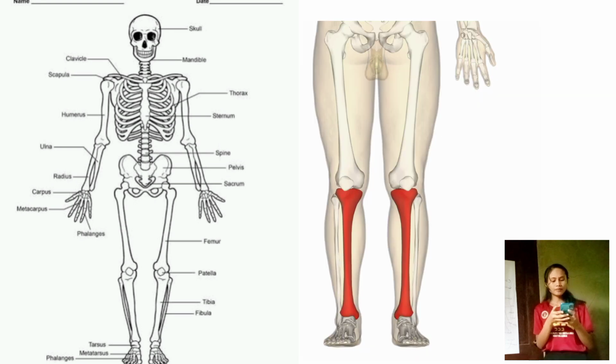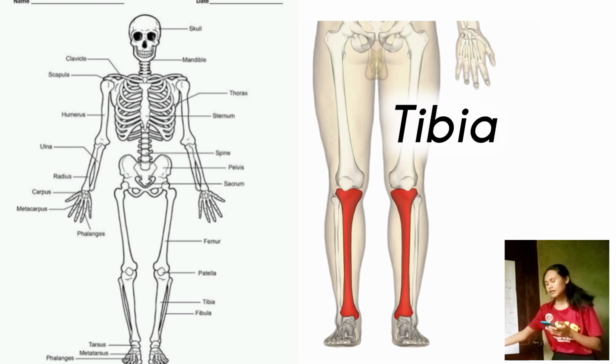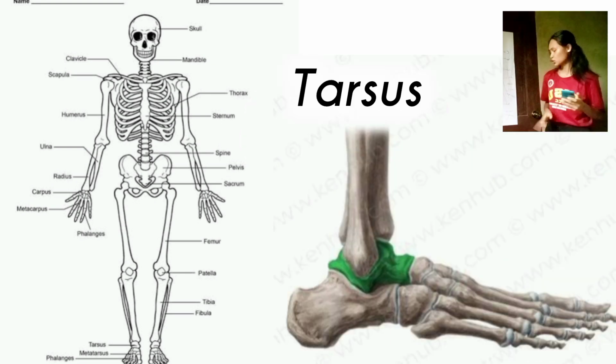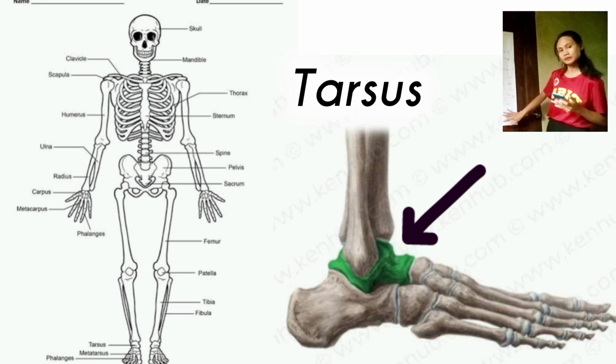Next is the tibia. This is the tibia. The tibia is the shin bone that carries most of our body's weight. Next is the fibula. This is the fibula, a thinner bone beside the tibia. It supports the ankle and lower leg. Next is the tarsus. This is the tarsus. These are the ankle bones that help move the foot.